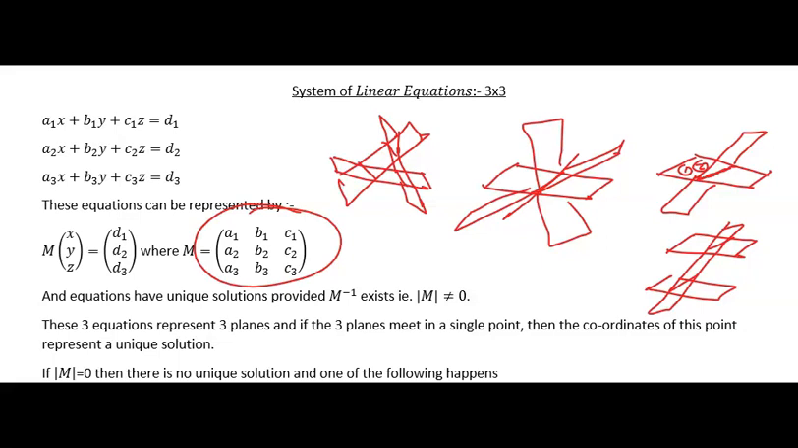So three equations have a unique solution if the determinant is not equal to 0. But if the determinant is equal to 0, then we're in one of those situations that I have just described.